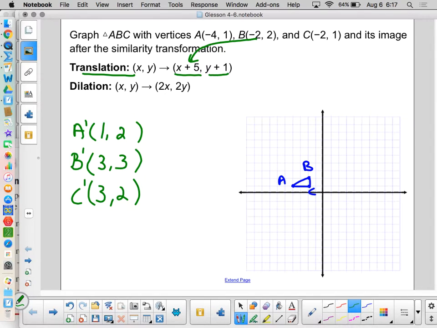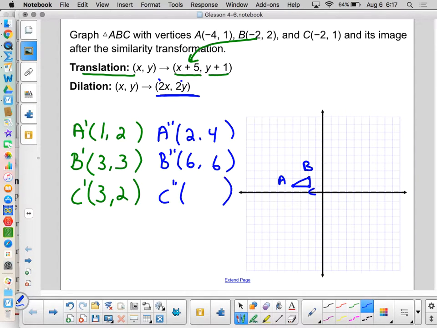Next, we're going to dilate. We're going to dilate with respect to the origin, this particular figure. So now we've got to find A double primed. And we'll notice that my dilation is written a little differently here. Instead of writing k equals 2, it's giving us a rule for the X and Y coordinate, 2x, 2y. It has to be the same for it to be a dilation. Those two numbers must be the same. We could also say a dilation of k equals 2. So A double prime is going to be at 2, 4. B double primed is going to be at 6, 6. And C double primed is going to be at 6, 4.